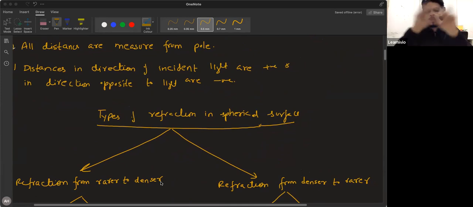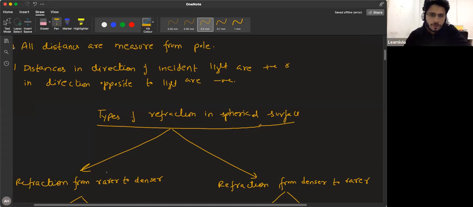Or you can say rarer to denser means your object is in the rarer medium and your observer is in the denser medium. Your object is placed in a rarer medium and the one who is observing that object is placed in a denser medium. If I say refraction is from denser to rarer, that means your object is in the denser medium and your image or your observer is in the rarer medium. So this is the position where you have your object and this is where you have your observer.